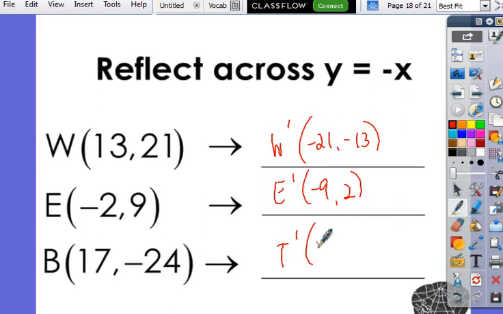Any questions or problems with those? Again, the only real problem you're going to have is making sure you do the right rule at the right time. The rules themselves are pretty easy.